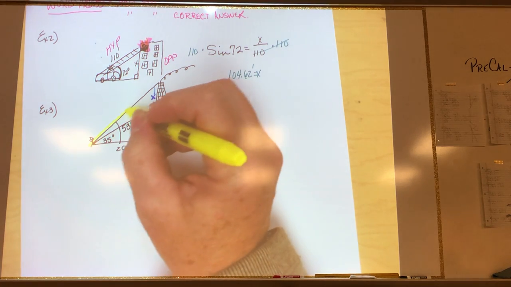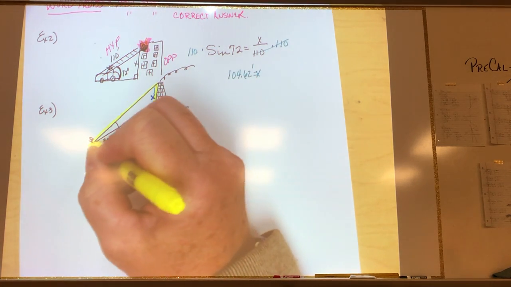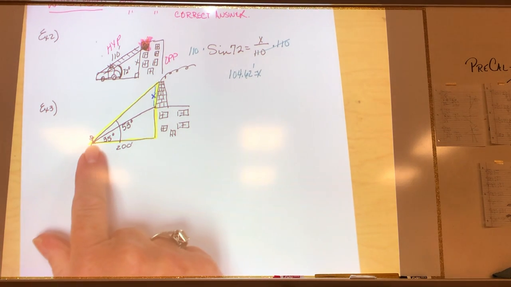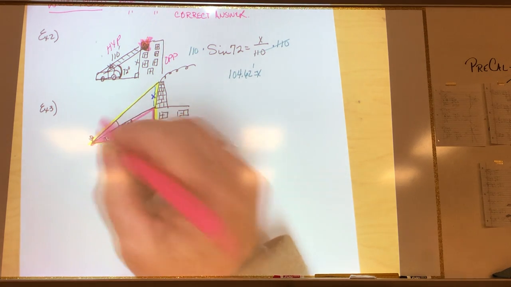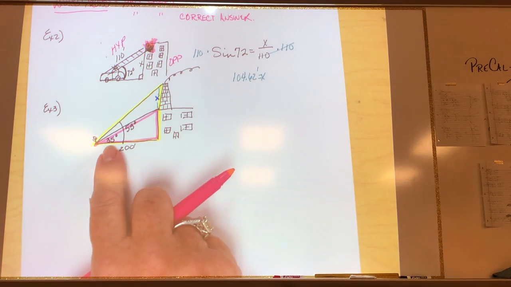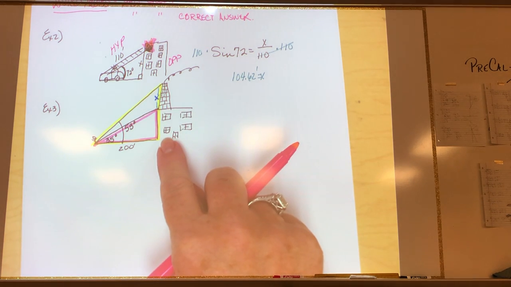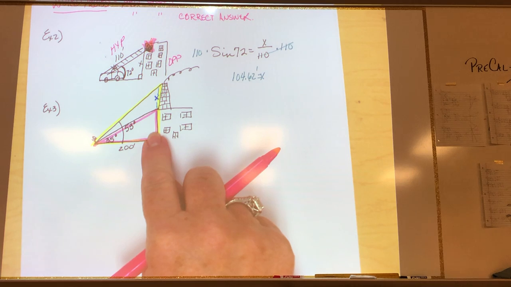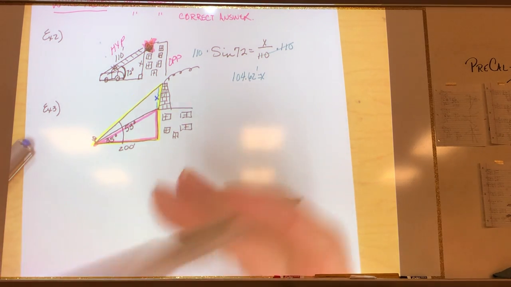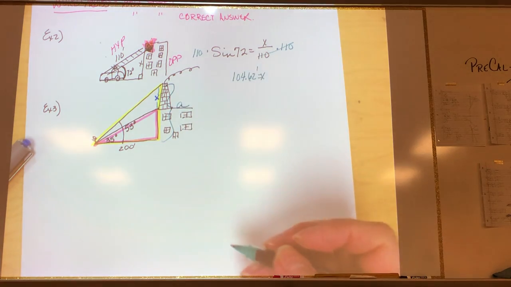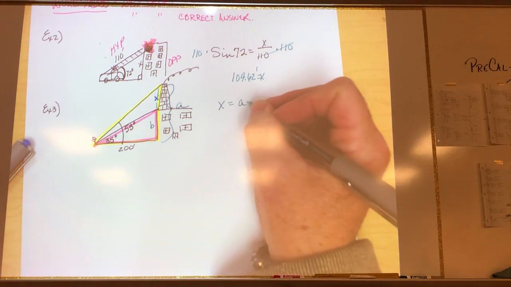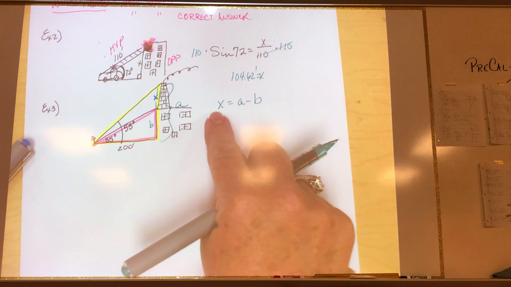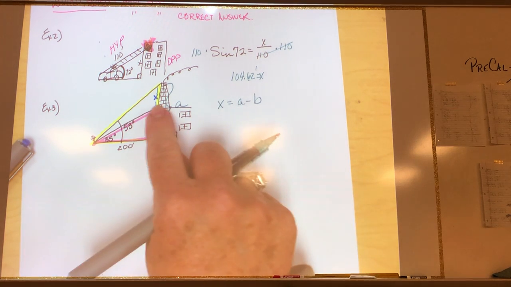He's saying we've got two triangles here. Here's one of them. What's the angle right over here? 53. And then we have this triangle right here. What's the angle over here in the pink? 35. So if I find this big yellow side and then this little pink side, do you understand what I'm doing? Let's say this big yellow side right here, we'll call it A. And this little side right here, we'll call it B. Tell me how to find X. A minus B. That's my plan. X is the smokestack, so A minus B is going to be the height of the smokestack.